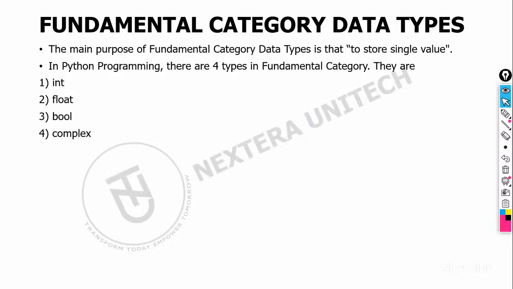What do you mean by fundamental category data types? The purpose of fundamental category data types is that they help to store only a single value. If you want to store a single value to your variable, go and use fundamental category data types. And in Python, there are 4 types of fundamental category data types. They are integer, float, bool, complex. What is int, float, bool, complex? We'll understand, friends. No worries.